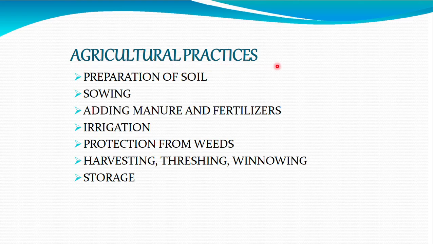Practices used to cultivate crops are called agricultural practices. The techniques involved are preparation of soil, the first step. Soil has to be prepared first. Then sowing of seeds, adding manure and fertilizers, irrigation, protection from weeds, harvesting, threshing, winnowing, and the last is the storage.